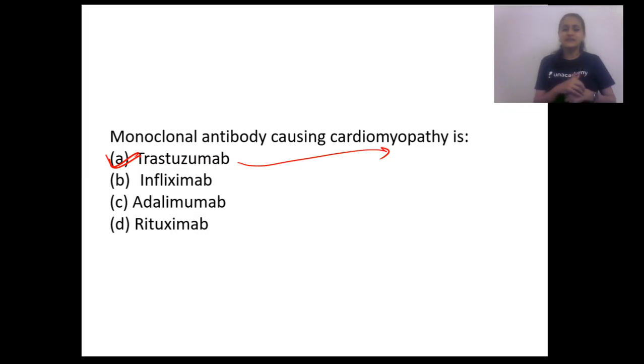So I hope this helps you and gives you some tricks to remember the monoclonal antibodies. As I said, this is not the complete list, but these are the most important that we have seen. The rest of the monoclonal antibodies and newer drugs we will be seeing in one of the revision sessions in the revision course that I am taking.